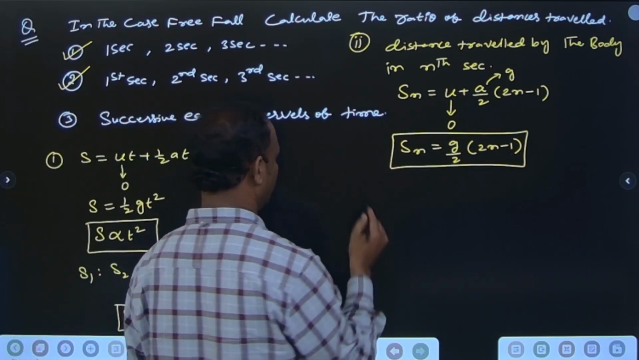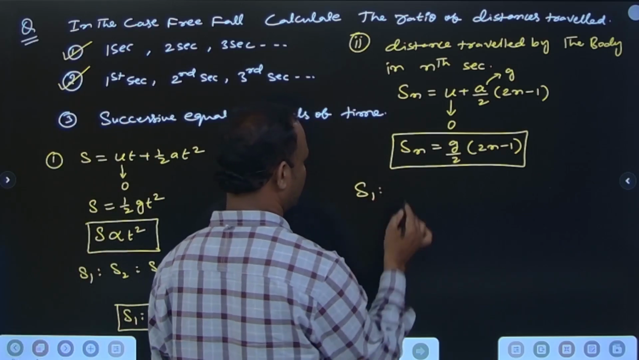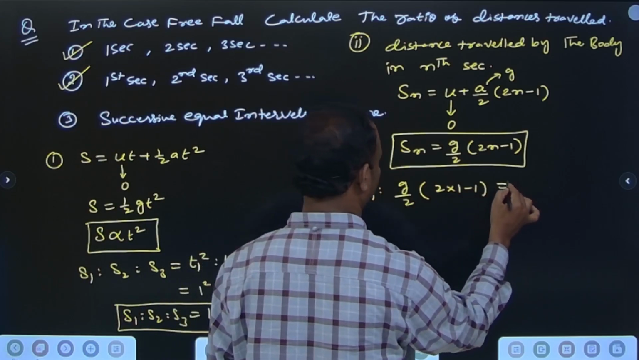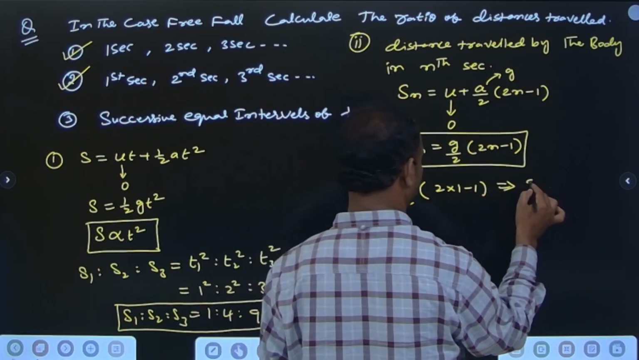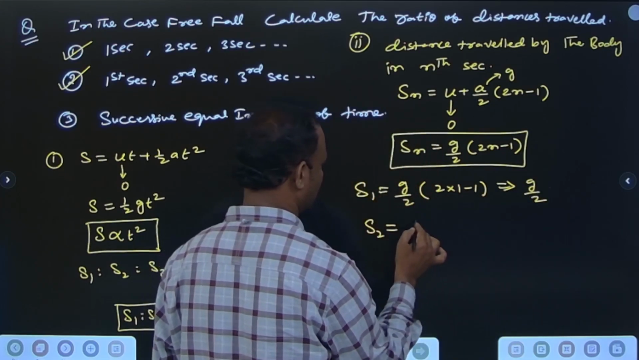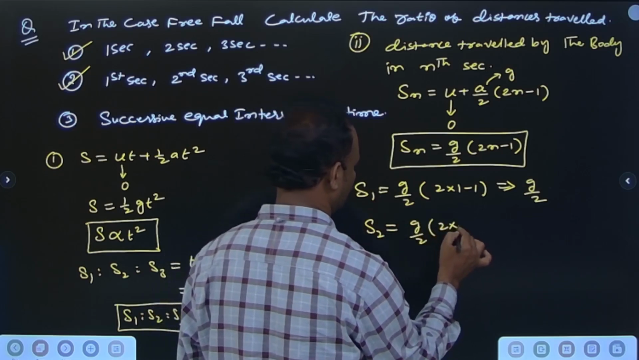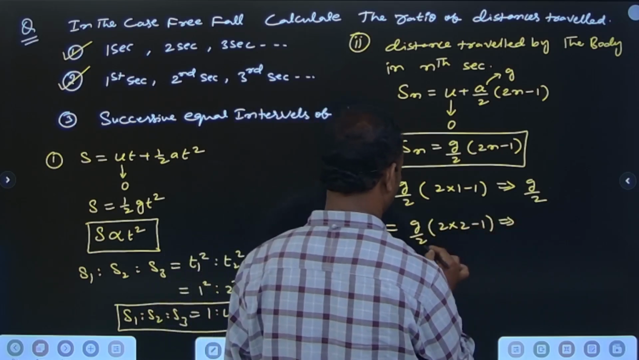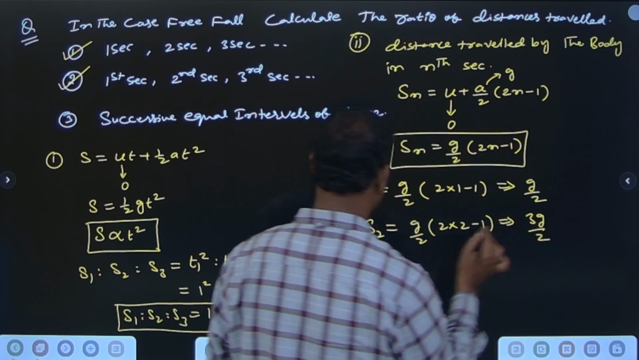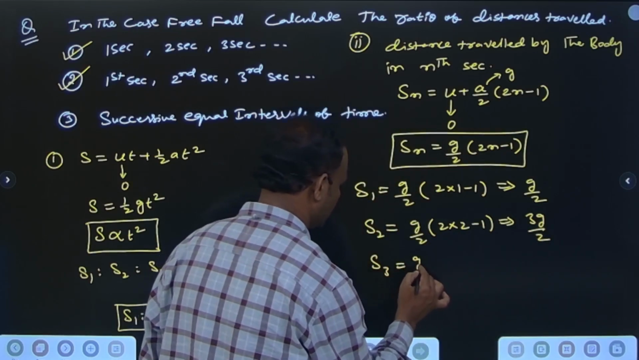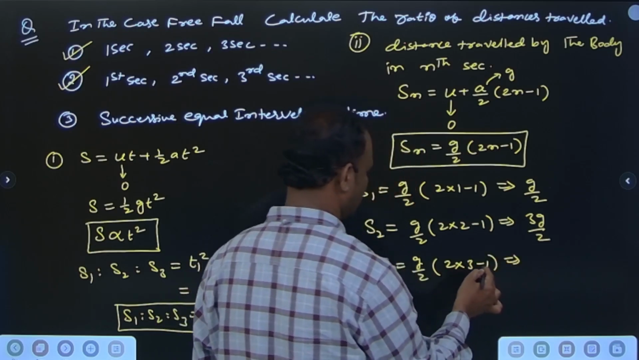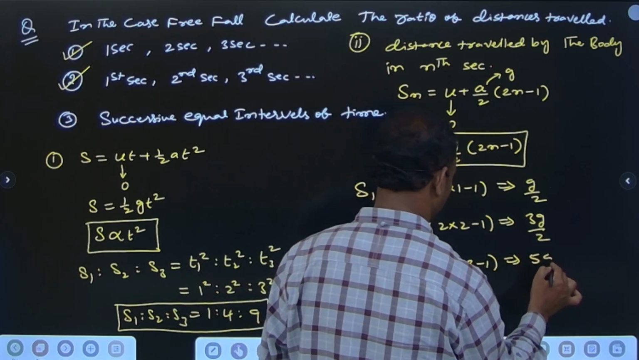So for example, if I talk about S1, in the first second, g by 2 times 2 into 1 minus 1 will become 2 minus 1. So it is g by 2. For S2 is equal to g by 2 times 2 into 2 minus 1. 2 2s are 4. 4 minus 1, 3. 3g by 2. So for S3 is equal to g by 2 times 2 into 3 minus 1. 2 3s are 6 minus 1. It is 5. 5g by 2.